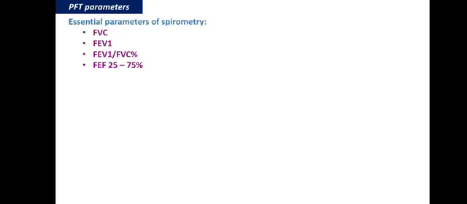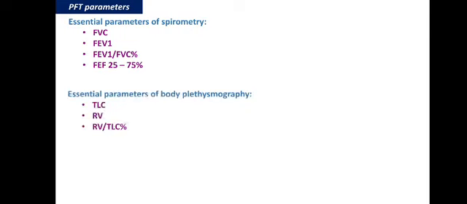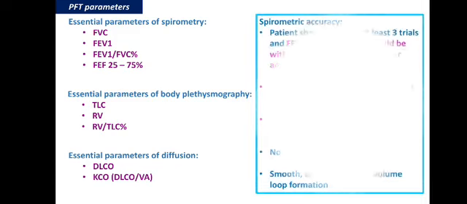Now come to the PFT parameters. Essential parameters of spirometry: the forced vital capacity, FEV1, FEV1 by FVC ratio, and forced expiratory flow 25 to 75%. Essential parameters of body plethysmography: TLC, RV, RV-TLC ratio. Essential parameters of diffusion: DLCO and DLCO by VA, that is the alveolar volume ratio, that is KCO.